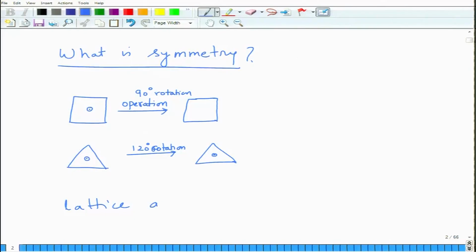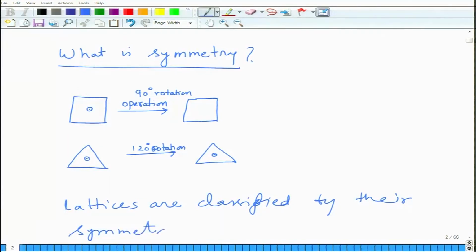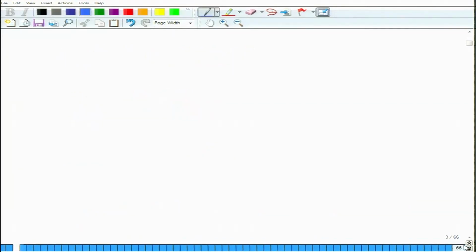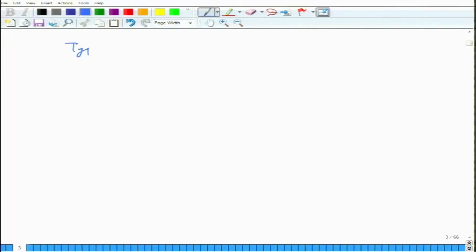classified by their symmetry. It is not only this rotation which is one symmetry element; there are multiple symmetry elements. So, what are these symmetry elements? As I said, symmetry is an operation which, when you perform it on an object, brings it into the position of self coincidence. Let us now look at the types of symmetry operations.